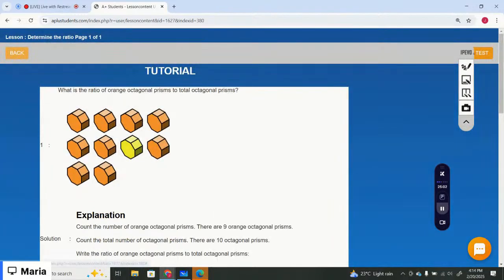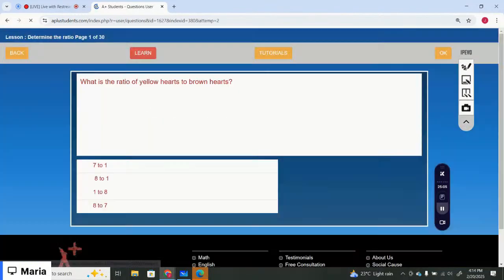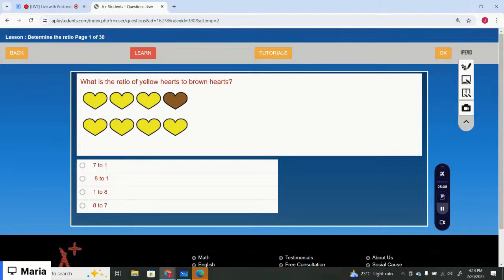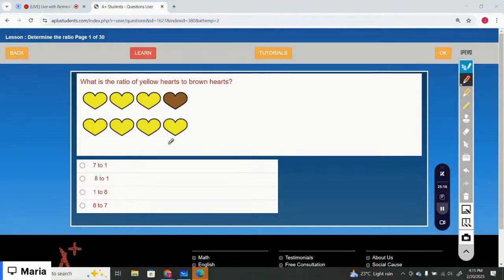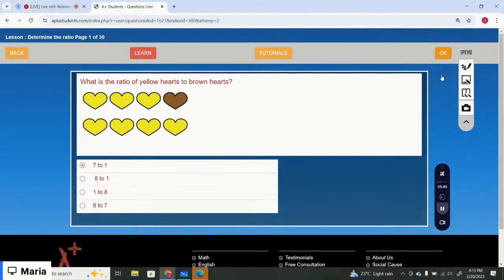Let's just start with the test questions. What is the ratio of the yellow hearts to the brown heart? So which is the correct option? 1, 2, 3, 4, 5, 6, 7. There are 7 yellow hearts and 1 brown heart. So that is 7 to 1. Option number 1 is the correct option.